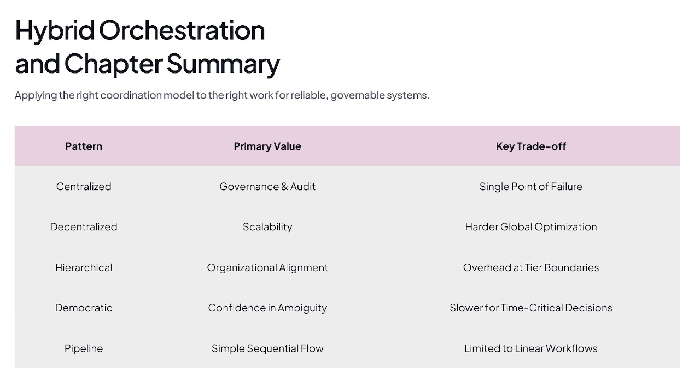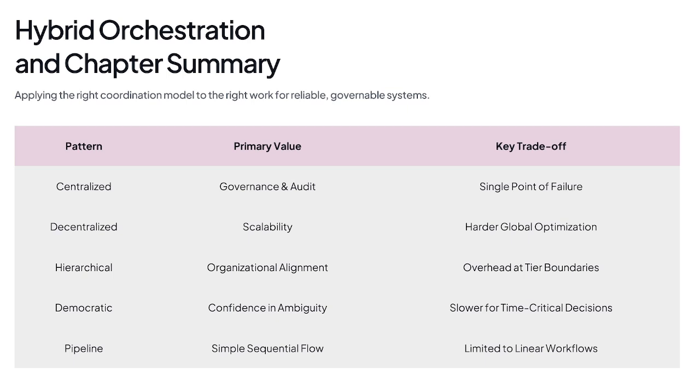Then we have decentralized system. So the primary value of this is that it is scalable because it is a distributed and event-driven system where agents communicate peer-to-peer by discovering each other and negotiating contract. Then the key trade-off here is that it is harder to optimize. Sorry, it is scalable, of course, but to optimize it is very hard.